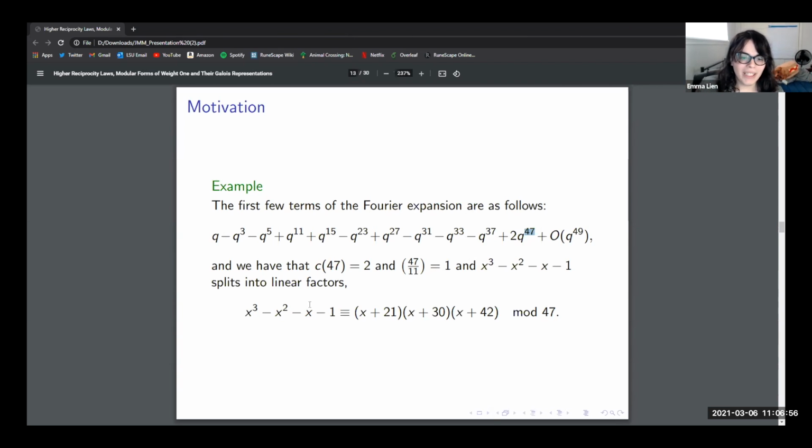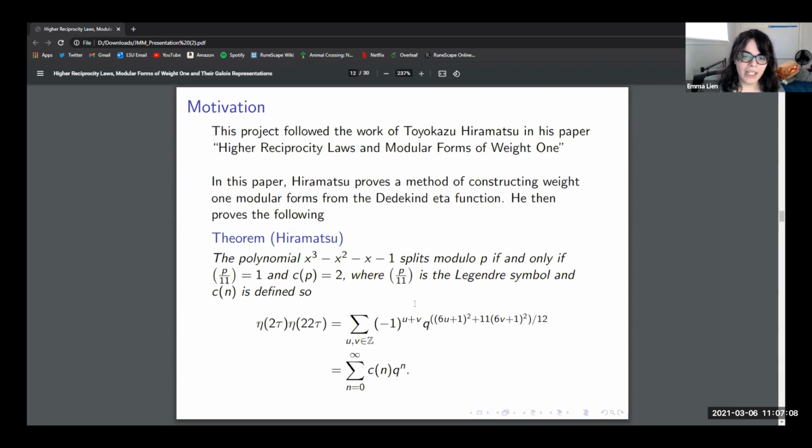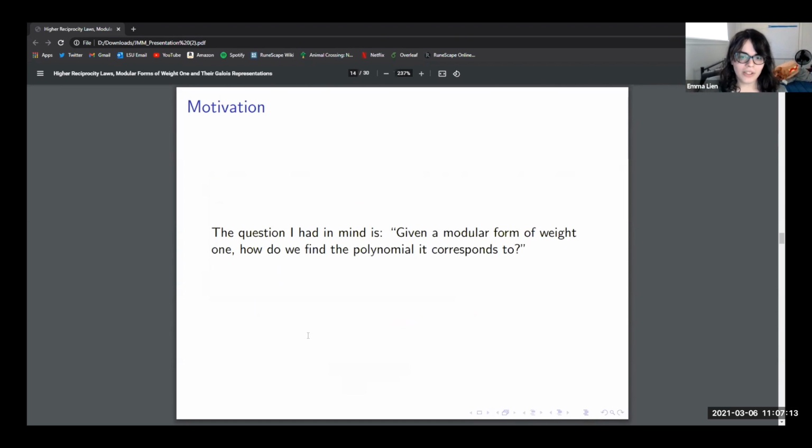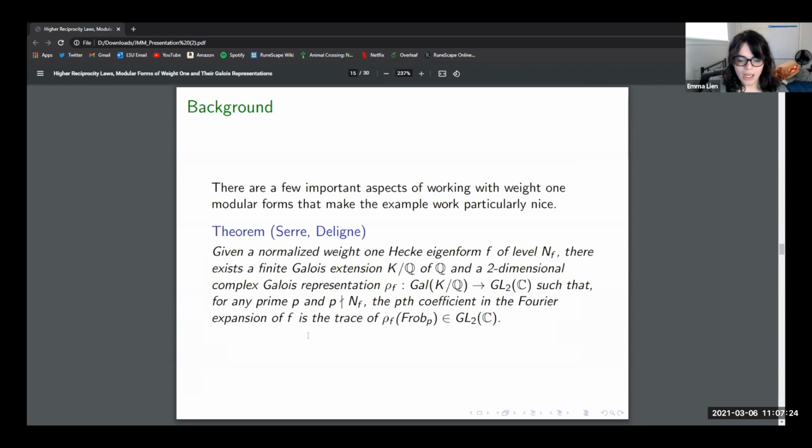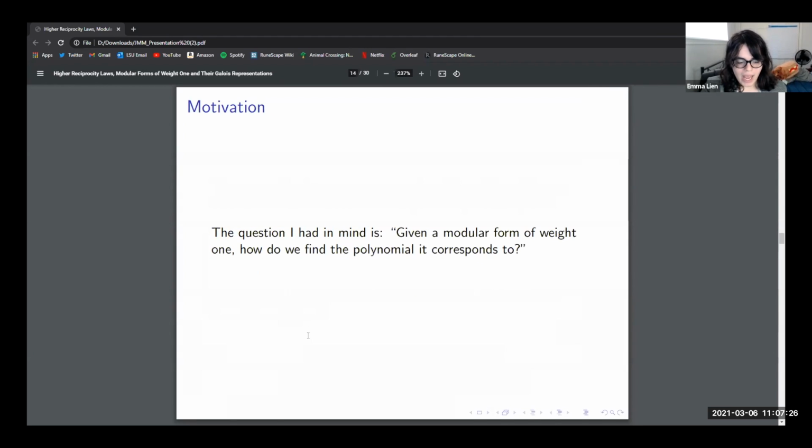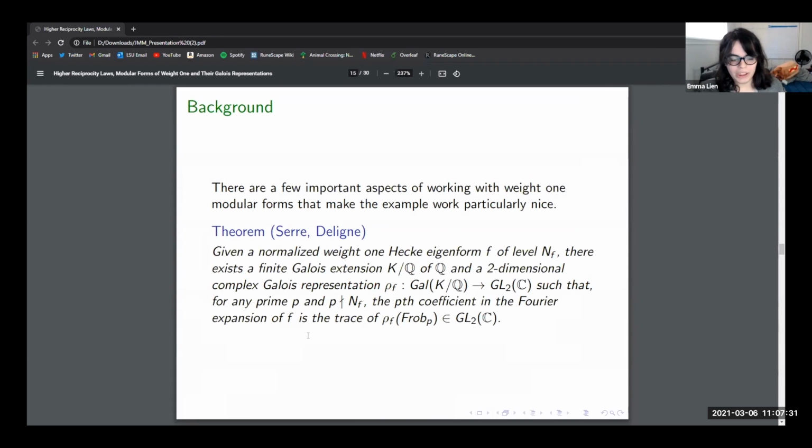So the significance, relating to what I was saying before, is that the splitting field of this polynomial is S3. So we can't really describe it using modular congruences, but we can describe the splitting behavior using the coefficients of this modular form. So the question I had in mind is, given a modular form of weight 1, how do we find the polynomial that it corresponds to? He gave a couple of examples in his paper, and I want to look at the other examples that he did not actually prove.